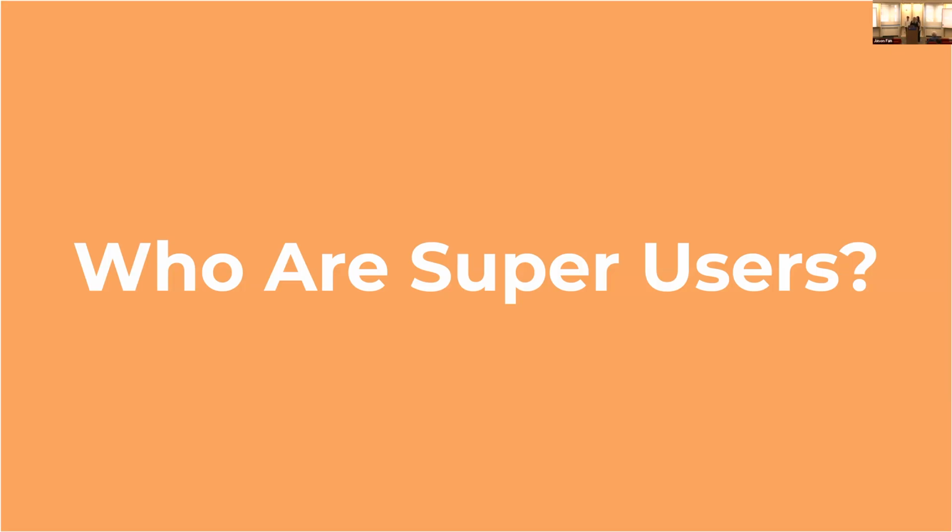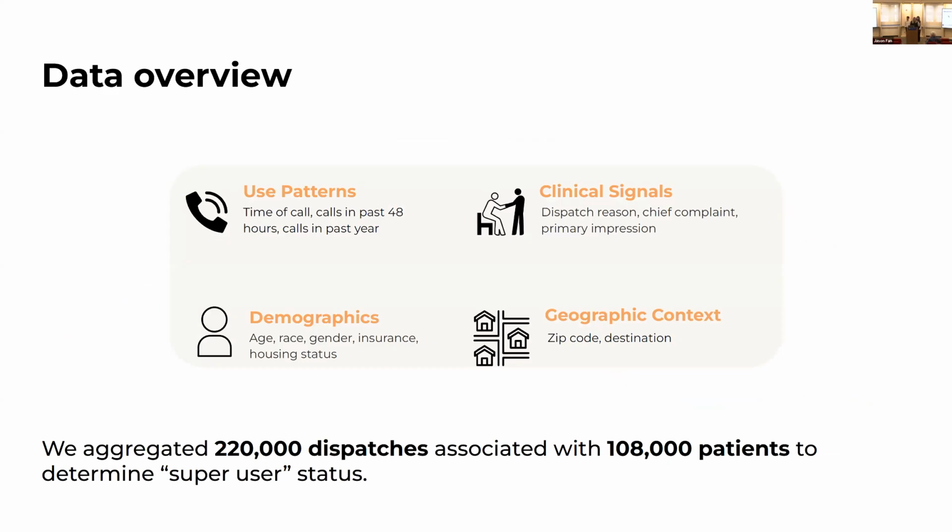Okay, so now we're going to talk about who the super users are. Guilford County provided us with an initial data set of all EMS dispatches between 2023 and 2025. The data set included nearly 220,000 dispatches associated with about 108,000 patients. The variables in the initial data set included use patterns, descriptions of patients' complaints and outlook, demographics, and geographic context. We aggregated this call-level data to the patient level to determine how many callers were super users and see what patterns emerge among this group. Ultimately, we identified nearly 1,300 super users.